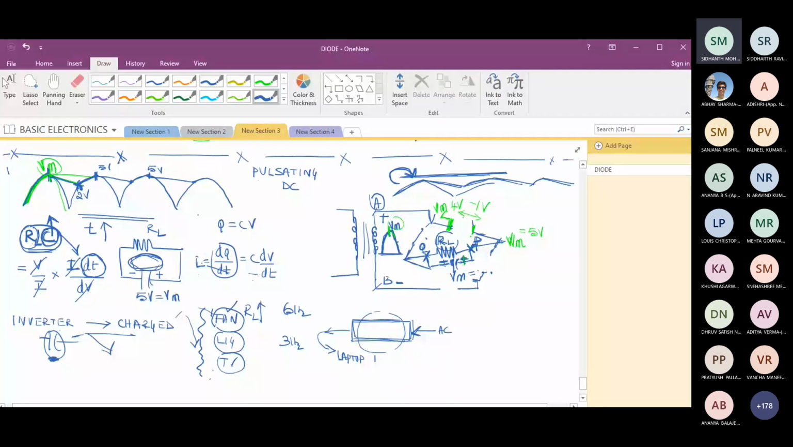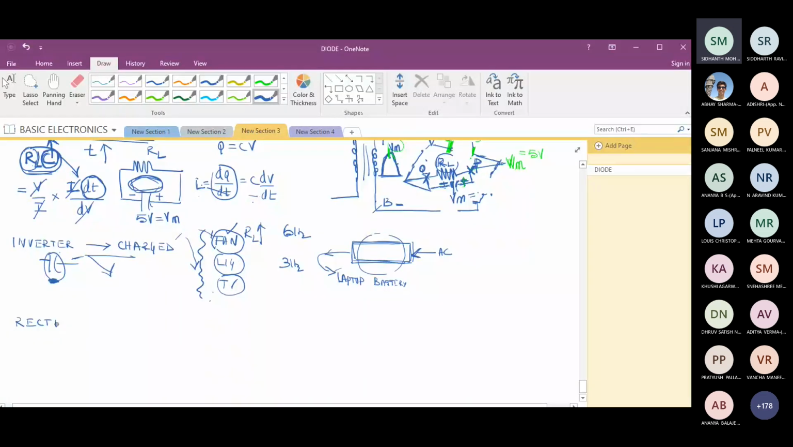Still, we haven't achieved the final DC. I have to do further processing that we'll see later. Now, rectifier with the capacitor filter: just now I explained the rectifier circuit with capacitor filter. I connected a capacitor and it is helping me achieve the DC. So this circuit is basically a rectifier with capacitor filter, which is basically to improve the waveform.